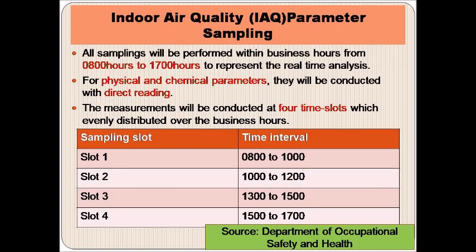Third is indoor air quality parameter sampling. All sampling will be performed within business hours from 8 a.m. to 5 p.m. to represent real-time analysis. For physical and chemical parameters, measurements will be conducted with direct reading. The measurement will be conducted at 4 time slots, which are evenly distributed over the business hours. In this table, this is the time interval for the sampling.